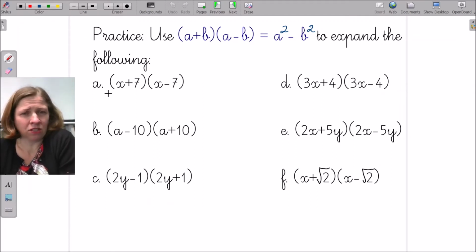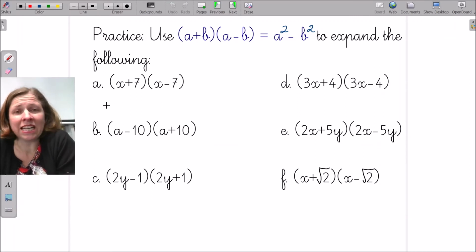Now I'm not going to go fast through these. I'm going to go through them nice and slowly and explain what I'm doing at each step. So here are my solutions. x plus 7 times x minus 7. The x's are the same, the 7's are the same, and I've got one addition and one subtraction, so it definitely fits the pattern. So I square the first term, that's x squared.